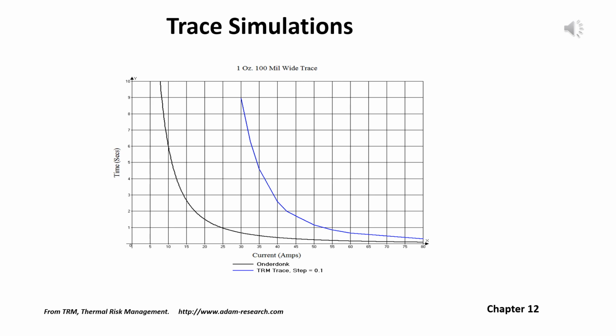But as the current goes down, it takes longer for the trace to melt. For example, at 20 amps, the Onderdonk equation predicts a trace will melt in 1.5 seconds. But an actual trace on a board might not ever reach the melting temperature. These two curves show the difference that the no cooling assumption makes in a model. We have much more to say about fusing temperatures in Chapter 12.